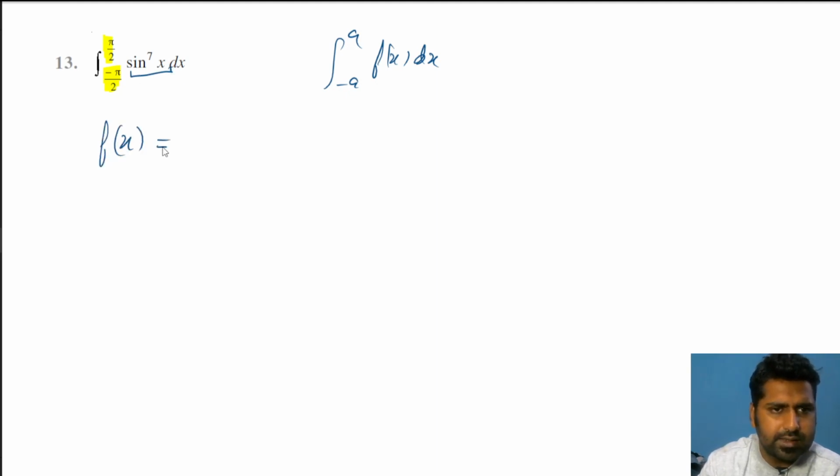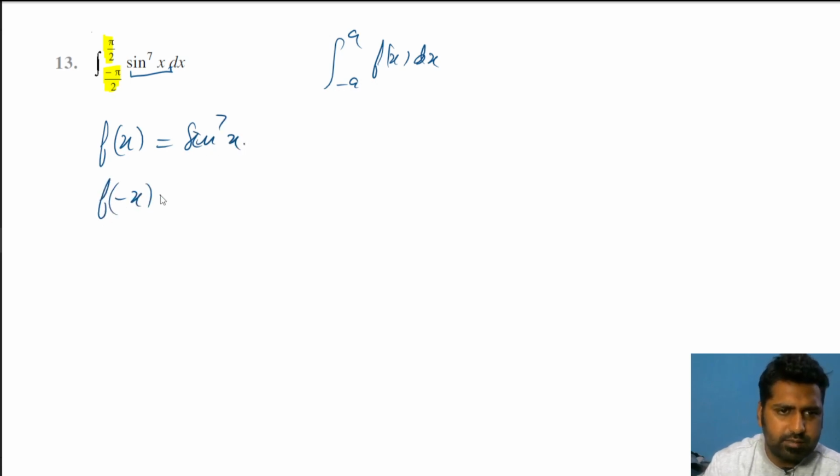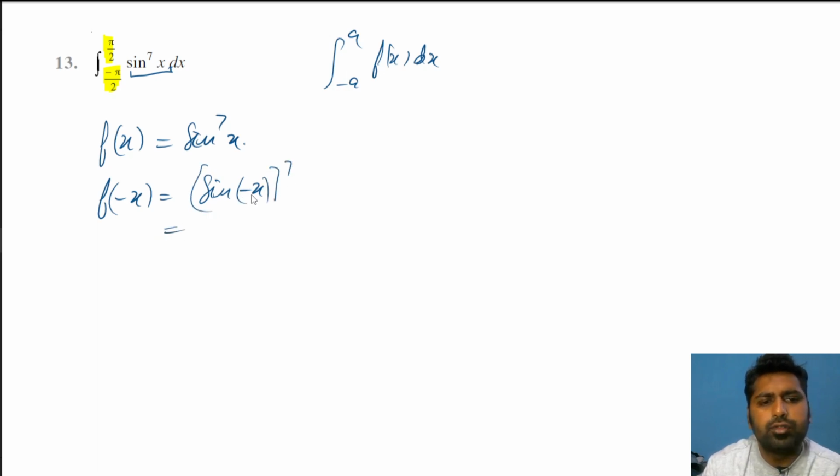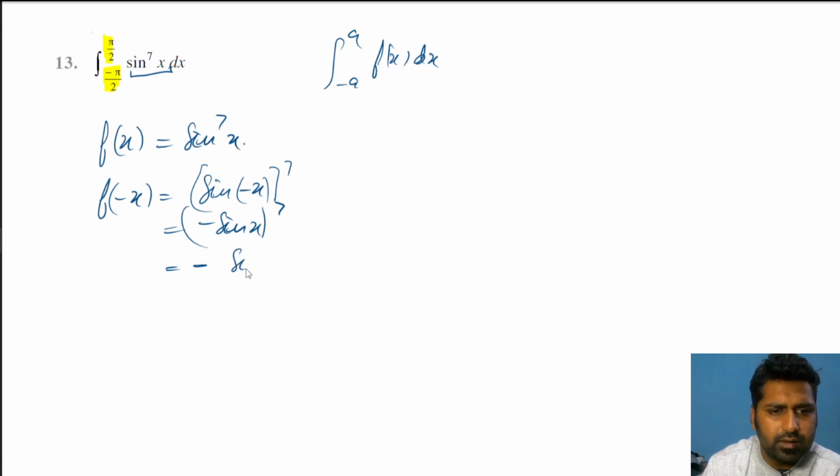f of x is sine power 7 x. So calculate your f of minus x, meaning replace x with minus x. So sine of minus x, the whole power 7. What is the meaning of power 7? It means the complete thing is raised to the power 7. Sine of minus x comes out negative sine x. And the point is the power is odd. Because of that odd power, the negative will remain here. So minus sine power 7 x. So this is minus f of x.